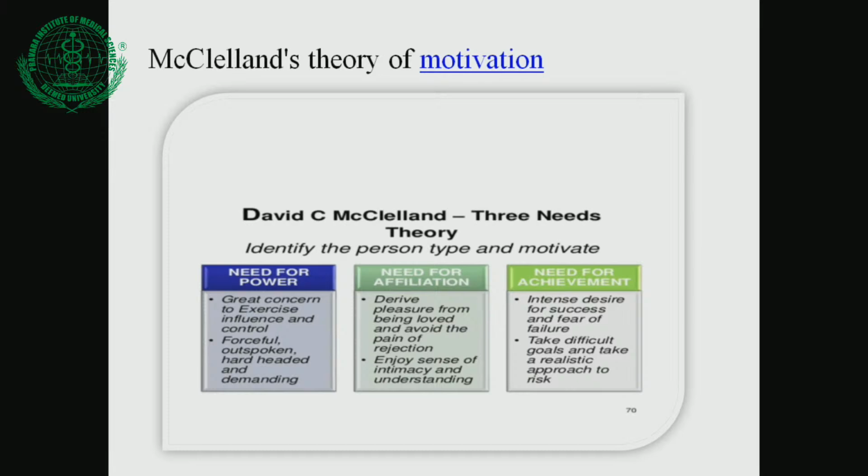that is nothing but to greatly influence other people or influence your subordinates. Then the need for affiliation: the person wants pleasure from loved ones, or he doesn't want rejection from others, or he wants to get associated with others, or he wants love and belongingness or intimacy. So that is nothing but the need for affiliation.